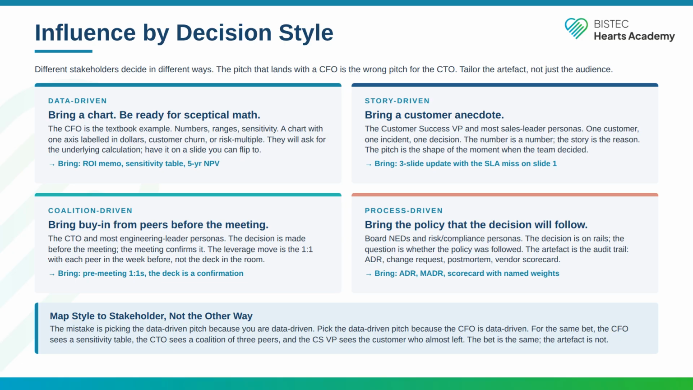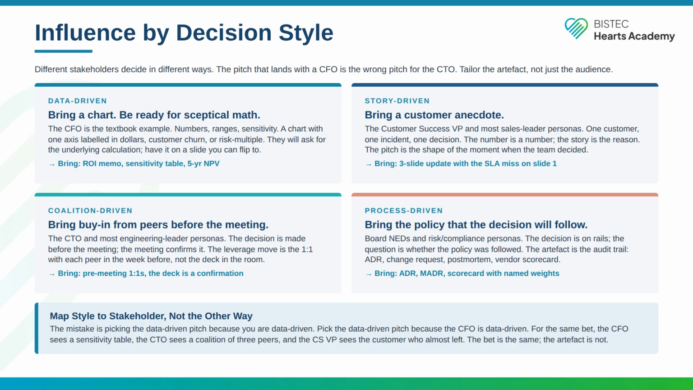Story-driven. The customer success VP and most sales leader personas. Bring a customer anecdote. 1 customer, 1 incident, 1 decision. The number is a number. The story is the reason. The pitch is the shape of the moment when the team decided. Bring 3-slide update with the SLA miss on slide 1.